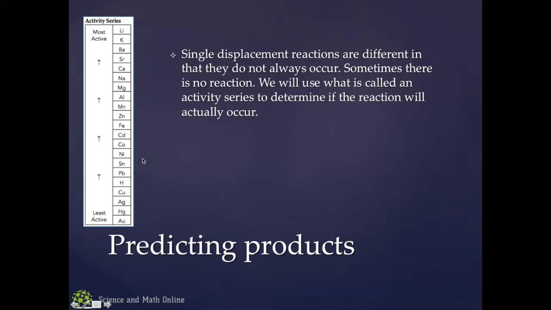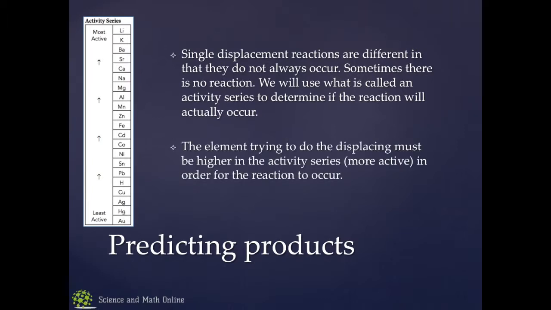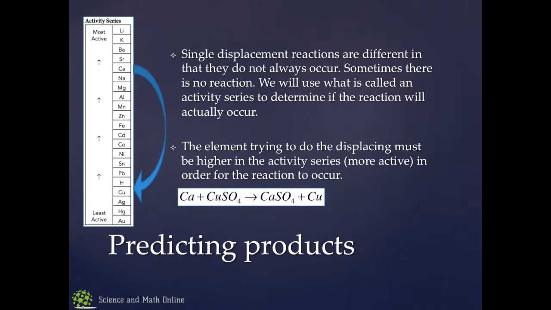Here's how we use it. The element trying to do the displacing must be higher or more active in order for the reaction to occur. So for example, if I have calcium and I put it in a solution of copper sulfate, calcium is higher than the copper, and so it's going to kick out the copper, and the copper is going to be by itself. And now the calcium's with the sulfate.